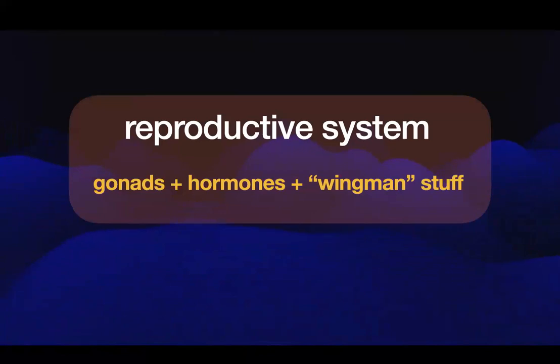Whenever I look at the reproductive system, I mentally organize it into three main components. You have the gonads, you have the hormones, the reproductive hormones, and then you have what I like to call wingman type stuff, which is going to be accessory organs.